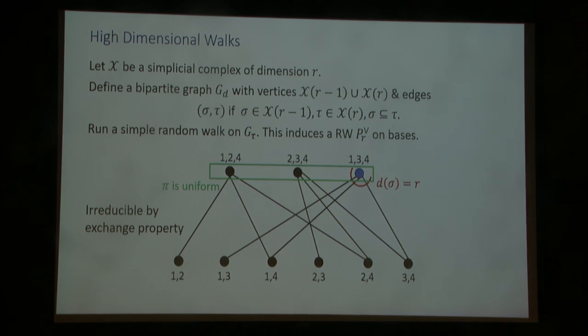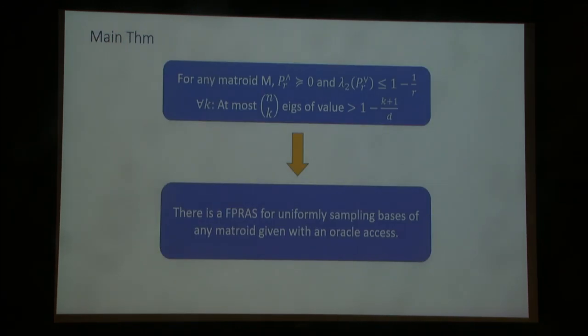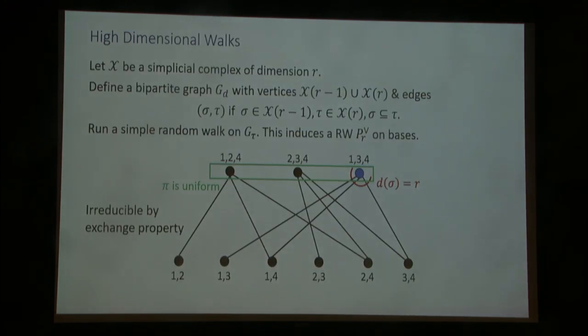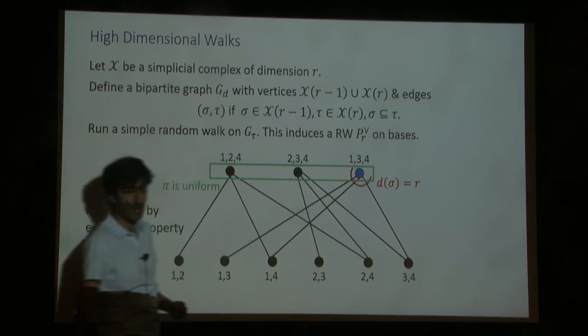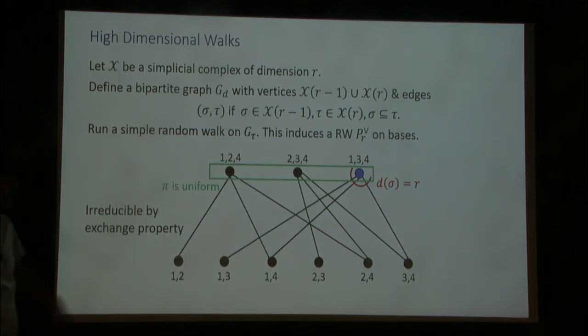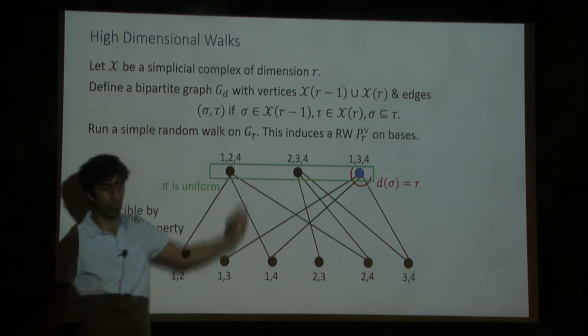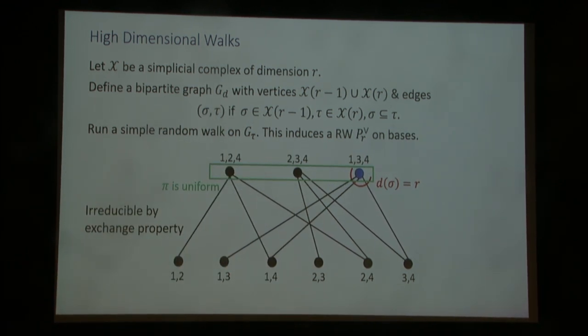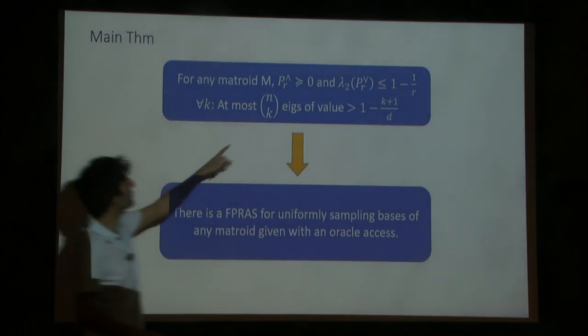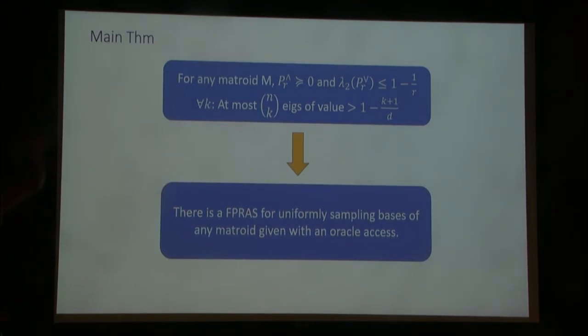Okay. So here is the main theorem. We say that for any matroid, I called this the transition probability of this Markov chain, and this notation means that you go down and then go up. Sorry, this should have been down up. So P of down up of R.